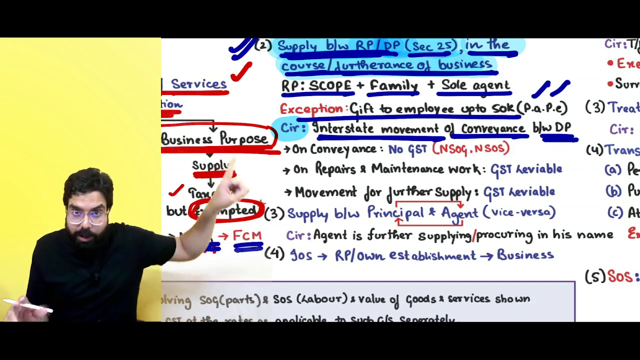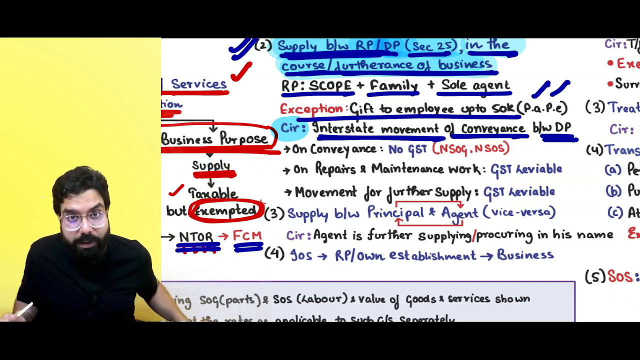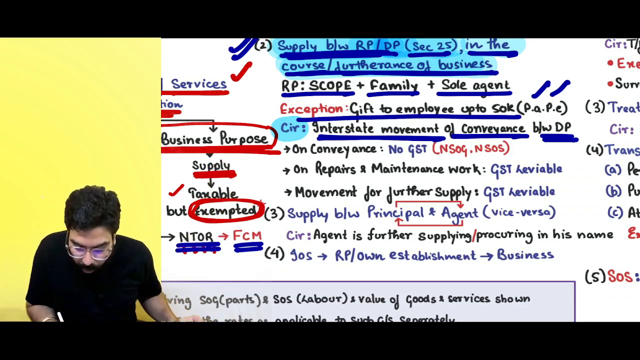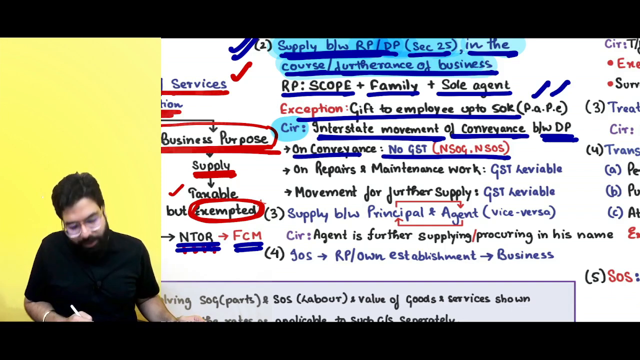Morning going, GST will come. Evening coming back, another GST will come, because it's a supply between distinct persons. On the bus, GST will not come. On the conveyance, GST will not come. It is neither supply of goods nor supply of service. The GST Council went ahead and clarified.